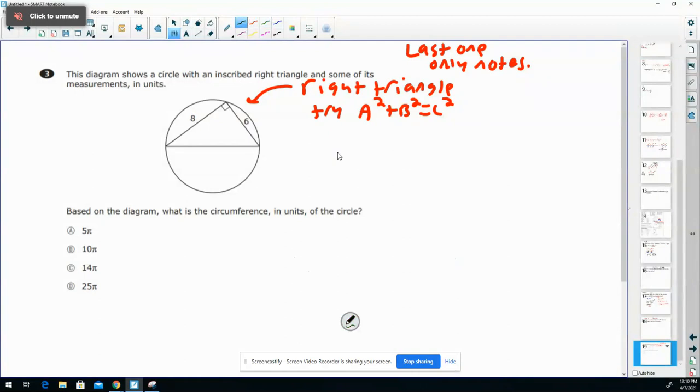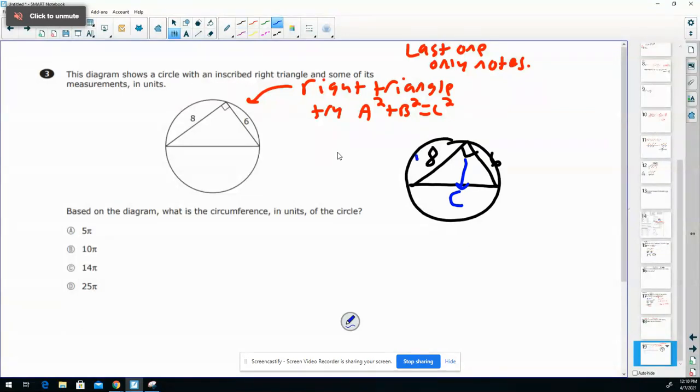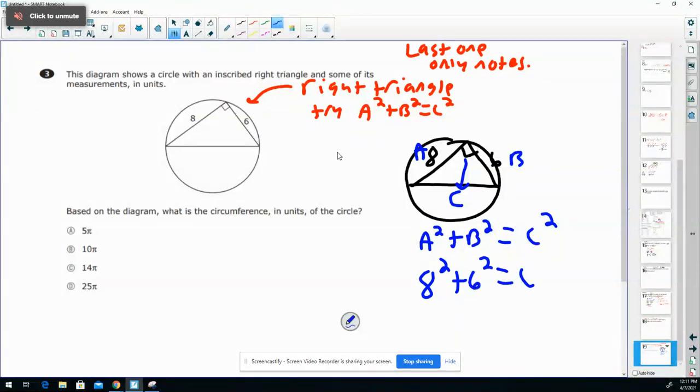So now I'm going to redraw the circle because remember you don't have that drawing on the computer, so you want to make sure that you redraw the circle. Okay, so we have 8, we have 6, we have the right angle, and remember the right angle always points to the side C. And then A and B are the other two sides, doesn't matter. I could have put 6 as A and 8 as B. So there's our formula. So we have 8 squared plus 6 squared equals C squared.